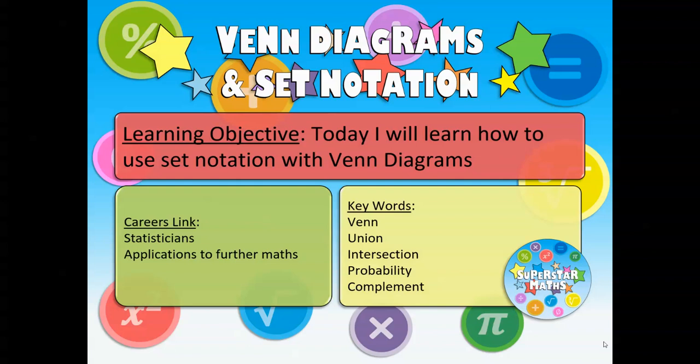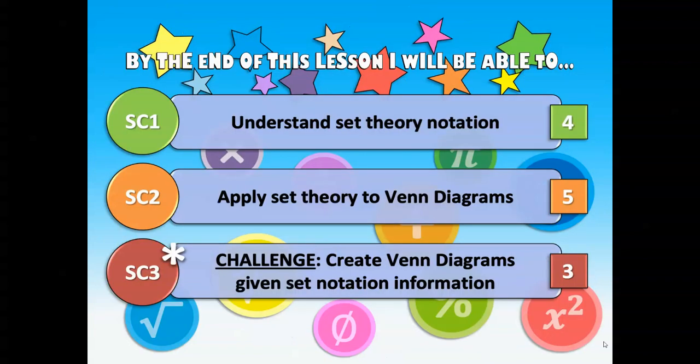Hi guys, welcome back. Today we are going to learn how to use set notation with Venn diagrams. We've got 3 success criteria, and the first one is to understand set theory notation.